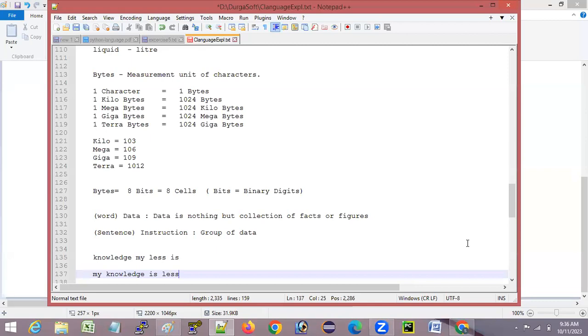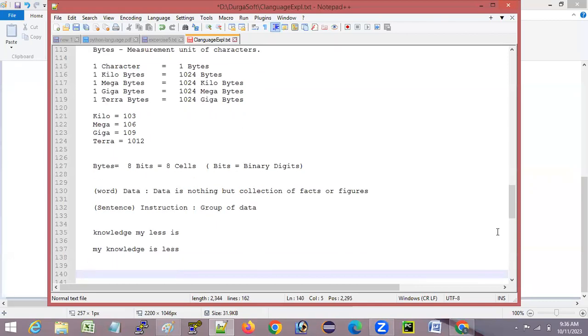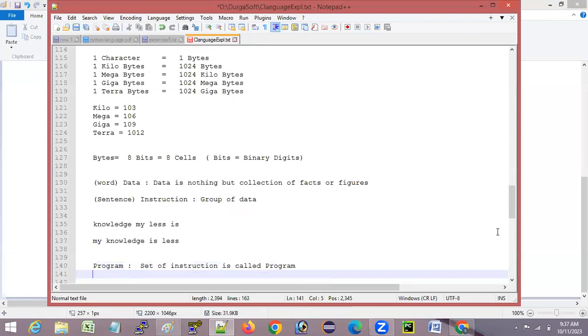Now, after a number of instructions, suppose we have written 10 to 15 instructions, then that is called a program. What is meant by program, guys? A program is nothing but a set of instructions. A set of instructions is called a program. What is meant by this?